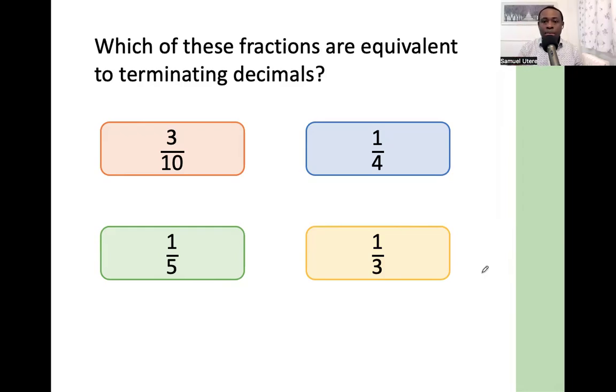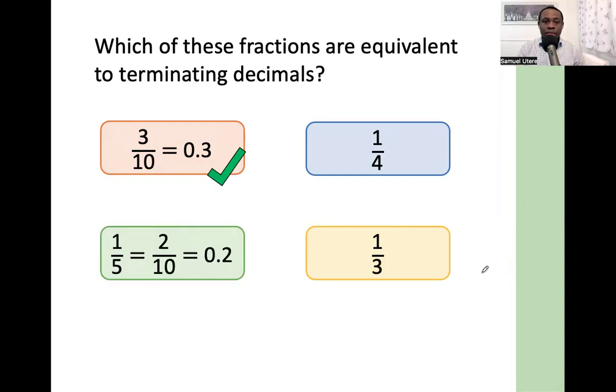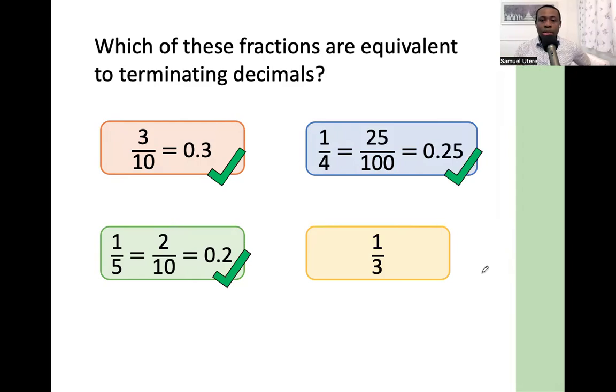So very quickly, we know all the equivalent fractions there. We know that is 3/10, which is 0.3. So it terminates. We know that is 1/5, which is 0.2. So we know it terminates. And we know this is a quarter, which is 0.25. So it terminates. So definitely the only one that is not a terminating decimal is the 1/3. Okay. And you can see it there.